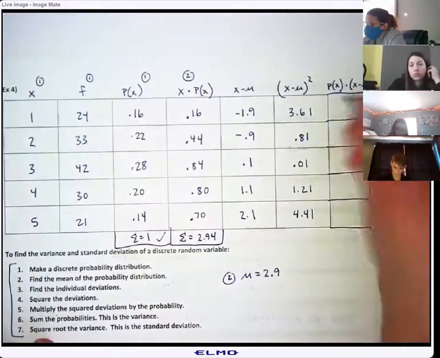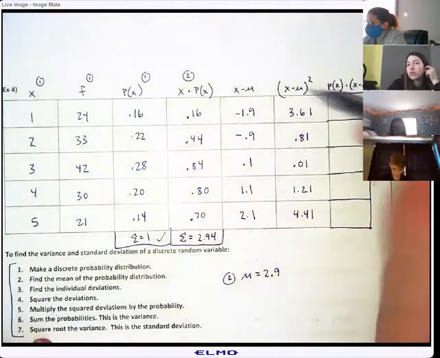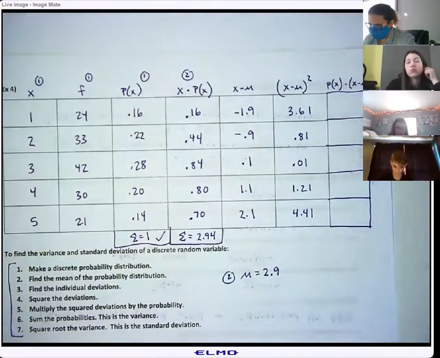For the last column, you're going to take the probability times this (x minus mu) squared. So at that first one, it's 0.16 times 3.61.